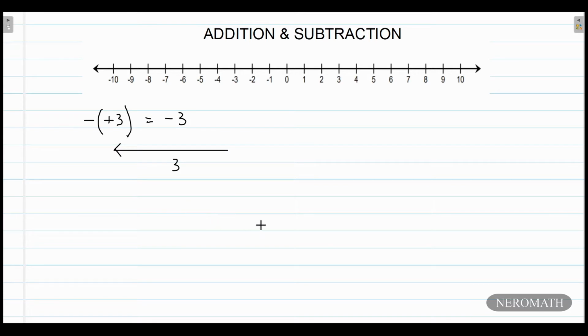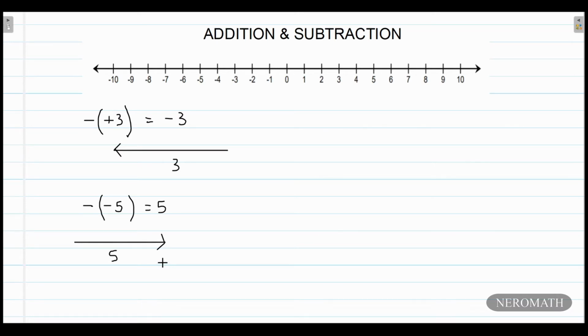Let's look at another situation. If I have negative 5, that would be 5 units going to the left. Now if I put a negative sign in front of that negative 5, what I'm saying is to change the direction of that negative 5. So I'm going to change the direction from left to right. So what I end up with is 5 units going to the right instead, and going to the right is positive. So I end up with positive 5.